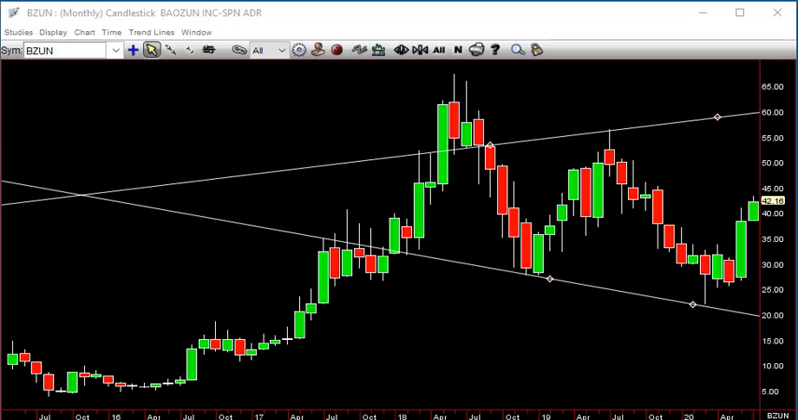BZUN, inside month. Here, back through previous range. Price discovery in here, because all of this is an inside bar of this.